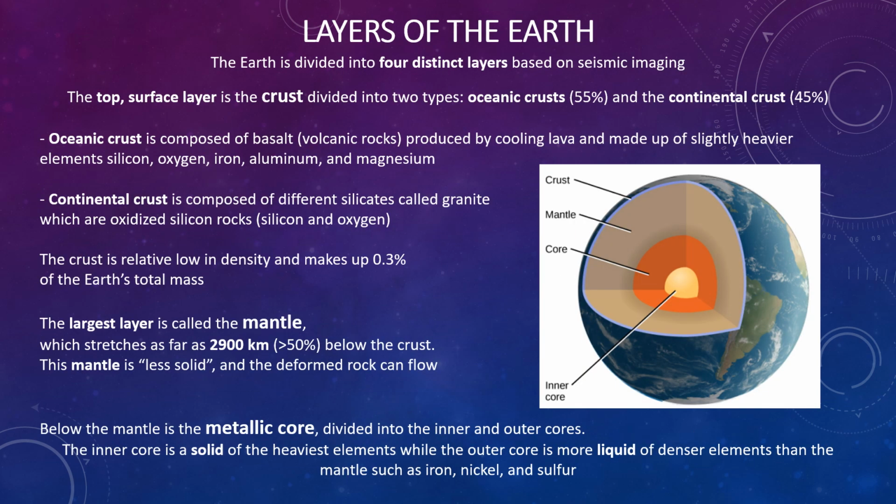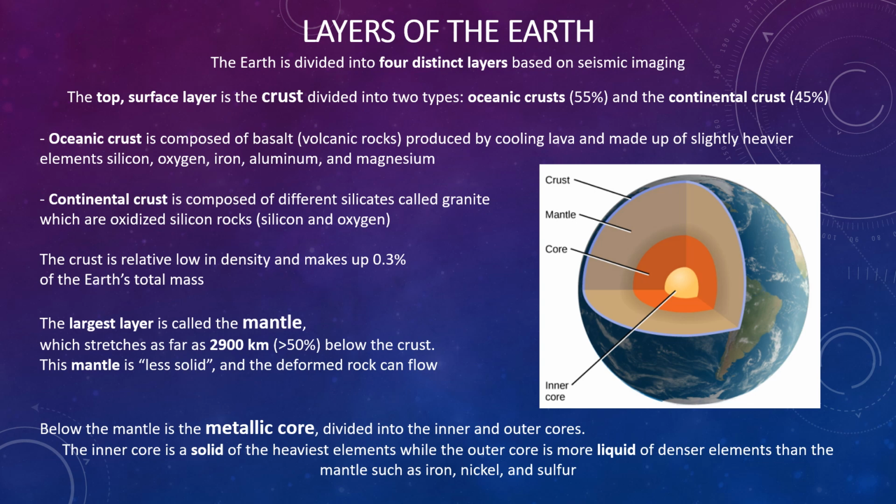The Earth is divided into four distinct layers based on our seismic imaging of its interior. The top layer, the surface layer, is called the crust, and it is divided into the oceanic crust and the continental crust. Oceanic crust is produced by cooling lava and is made up of heavier elements than continental crust. Continental crust is composed primarily of oxidized silicon rocks. The crust is relatively low in density and only makes up a little bit of the Earth's mass, less than 1%.